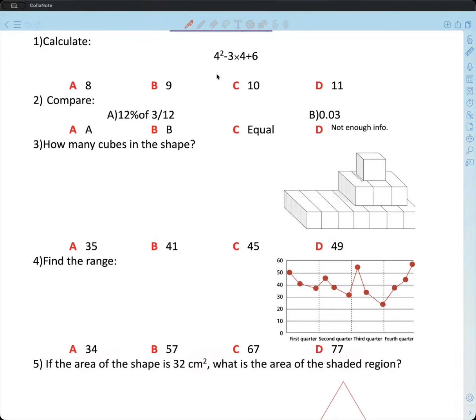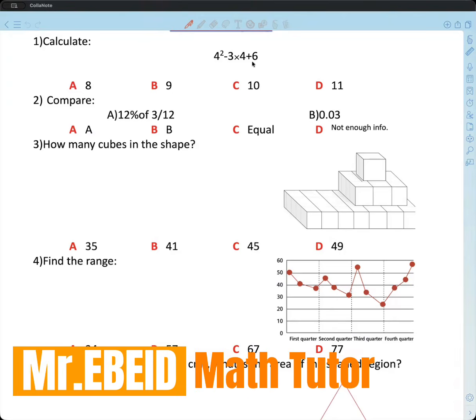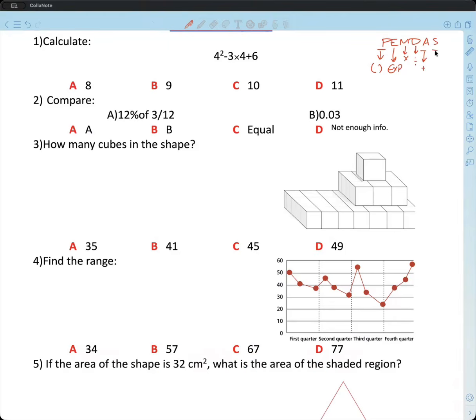Let's get started. Calculate 4 squared minus 3 times 4 plus 6. We will follow PEMDAS. You know PEMDAS: P for parentheses, E for exponents, M for multiplication, D for division, A for addition, and S for subtraction. So 4 squared is 16, minus 3 times 4, which equals 12, plus 6. It means we have 16 minus 12, which equals 4. 4 plus 6 equals 10, so it's C.